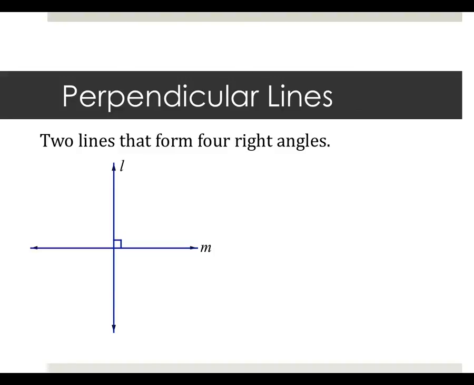2 lines that form 4 right angles. I think that's almost exactly what you said verbatim, right? Nice. There's a new symbol, upside down capital T. It means perpendicular. So that's saying the line L is perpendicular to the line M, meaning their point of intersection is going to form a right angle.